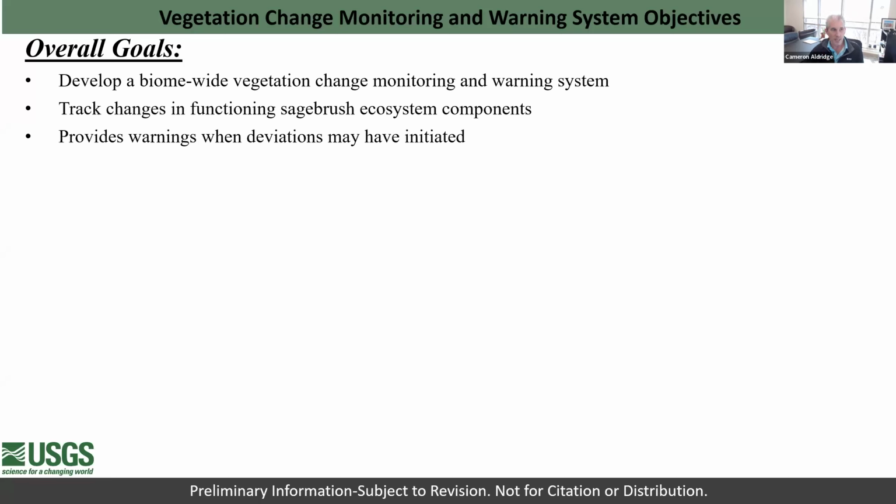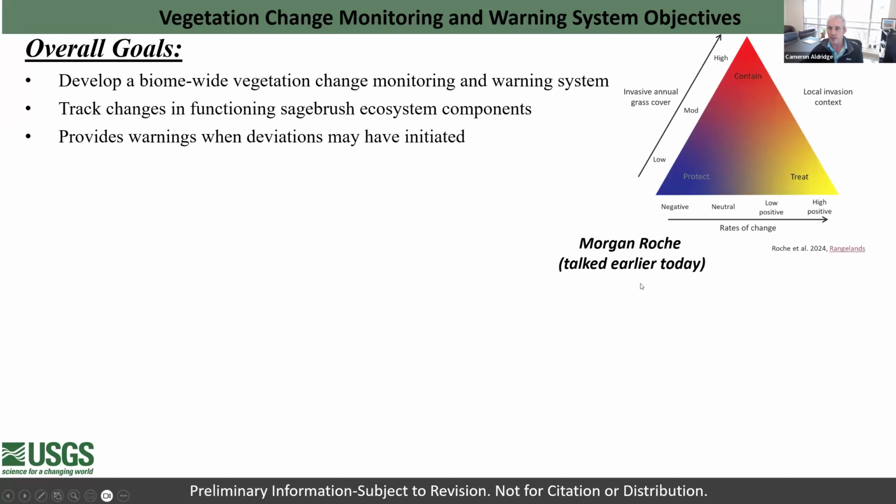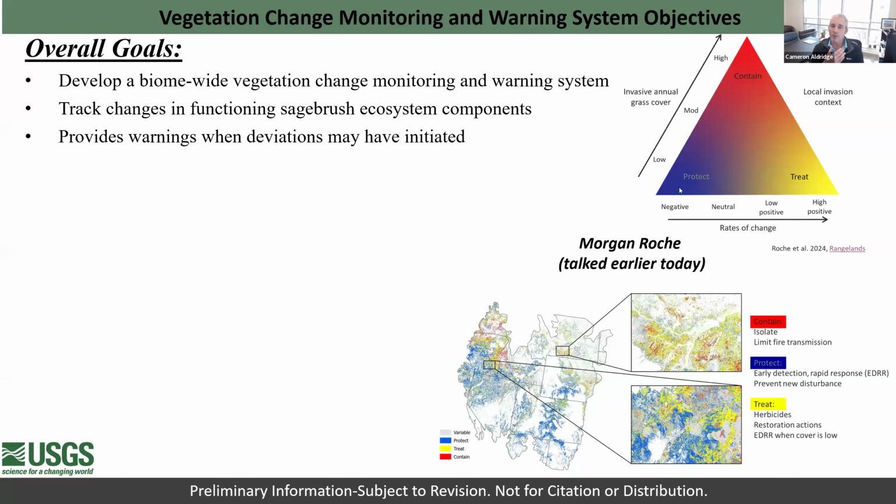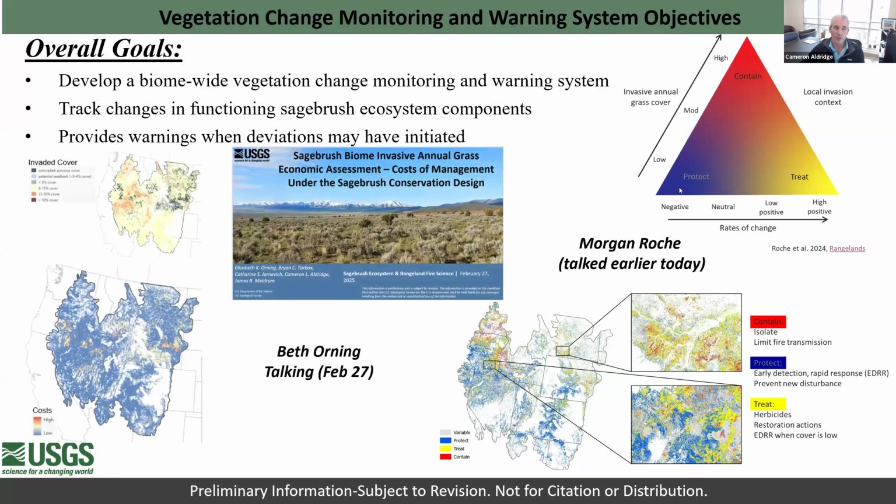Now we have lots of existing science, as I mentioned. Morgan did a great job characterizing how she's looking at invasive annual grasses and how the rate of change in invasive annual grasses really depends on the invasive annual cover. She showed this earlier today, and she presented maps of how we can use those to identify triages of where we might identify different management actions, whether to contain, protect, or treat those areas. And she moved on into talking about mechanisms that may be driving those, which would really help us understand how and why those changes are occurring and when we might want to get in there soon to identify those.